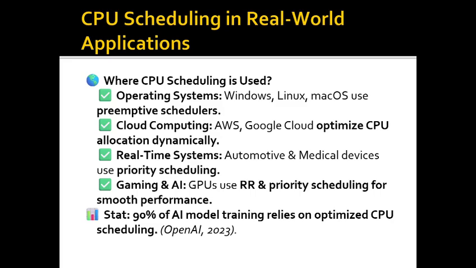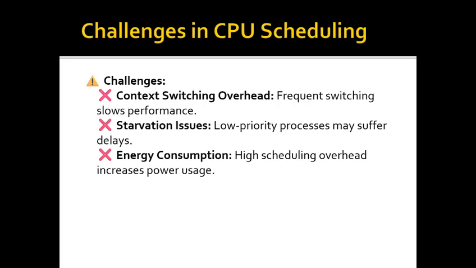CPU scheduling in real-world applications. In real-world applications, CPU scheduling is classified into four types: operating systems, cloud computing, real-time systems, and games and AI. Operating systems like Windows and Linux on laptops use preemptive schedulers. Cloud computing in AWS and Google optimizes and allocates CPU dynamically. Real-time systems in automotive and medical devices use priority scheduling. Gaming uses RR, round robin, and priority scheduling for smooth performance.